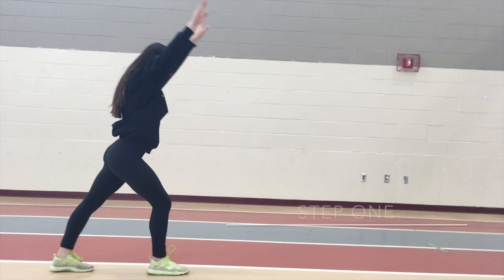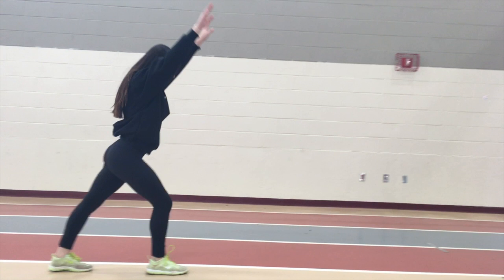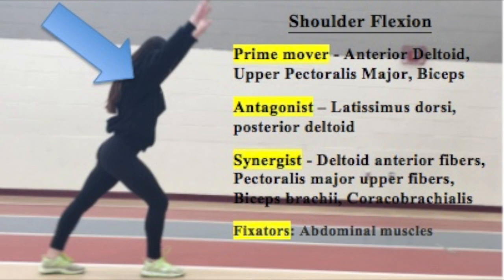Step 1. Right leg lunge. Shoulders move through the sagittal plane to flexion. Shoulder flexion. Prime mover, anterior deltoid, upper pectoralis major, and biceps. Antagonist, latissimus dorsi and posterior deltoid. Synergist, deltoid anterior fibers, pectoralis major upper fibers, biceps brachii, and coracobrachialis.